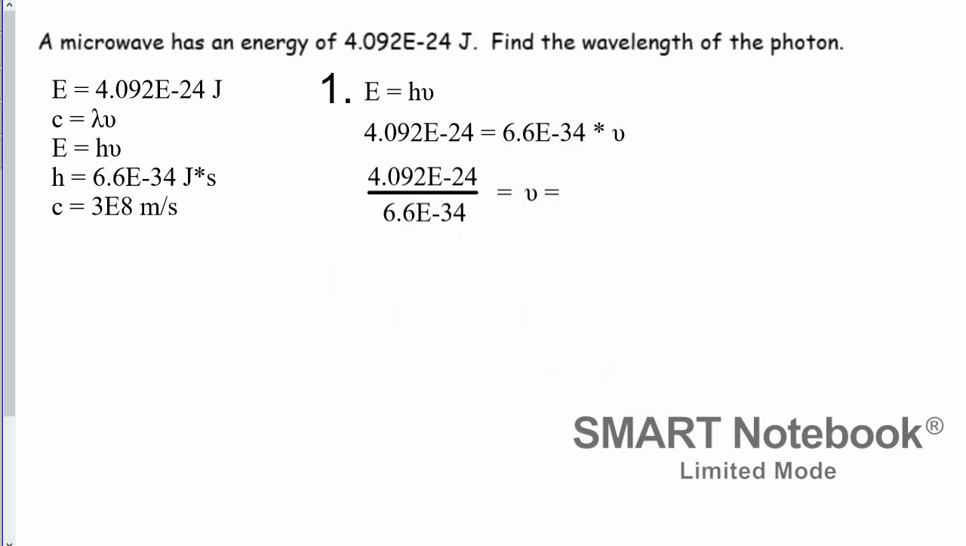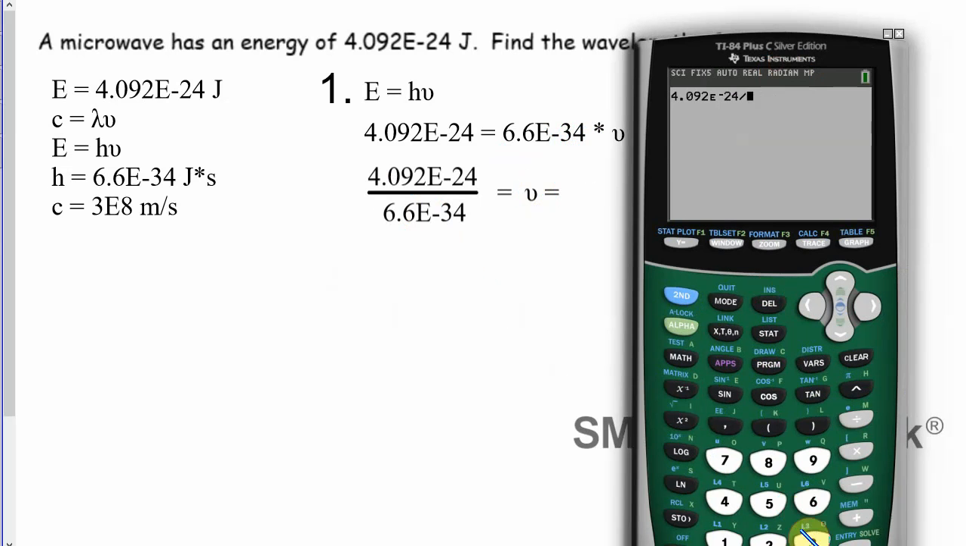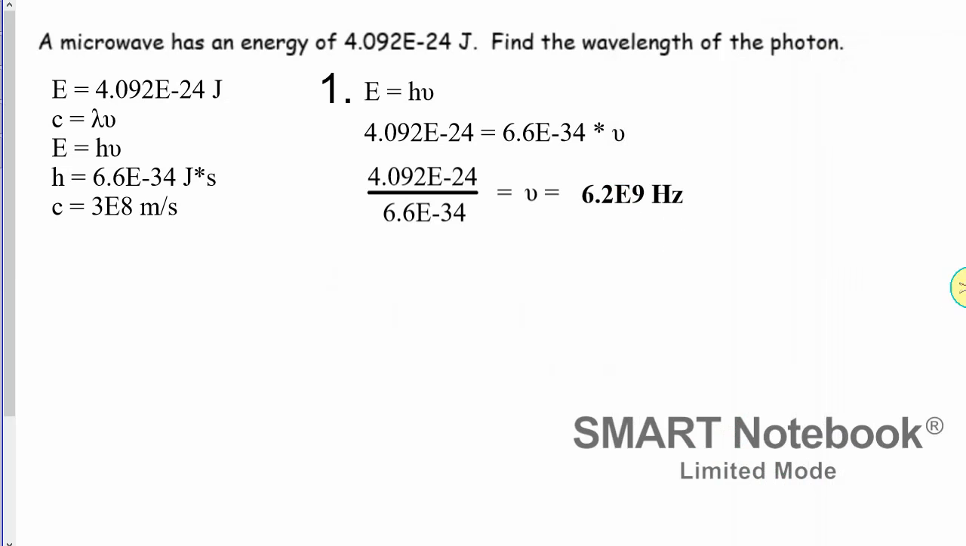And if you plug that into your calculator, which I'll do right now, here's my calculator. So I've got it divided by 6.6, using your EE key, E minus 34. And you should get a value of about 6.2 times 10 to the 9th. And so that's what I got recorded there, 6.2 times 10 to the 9th hertz.